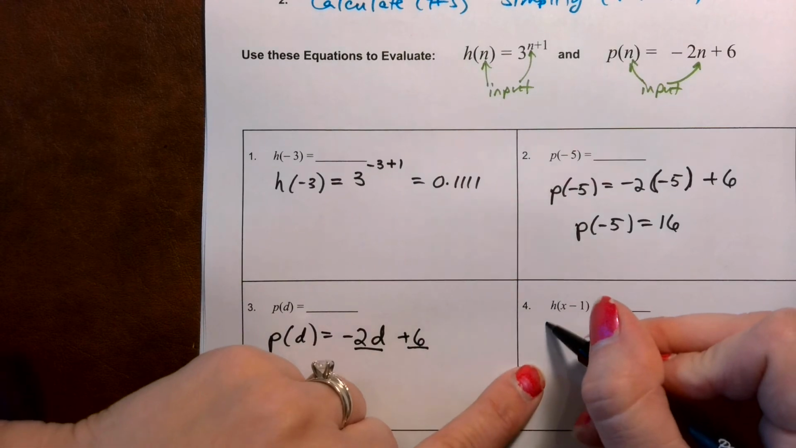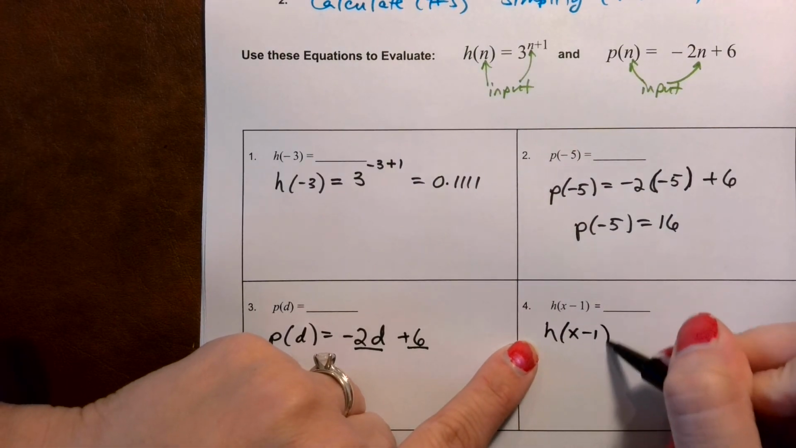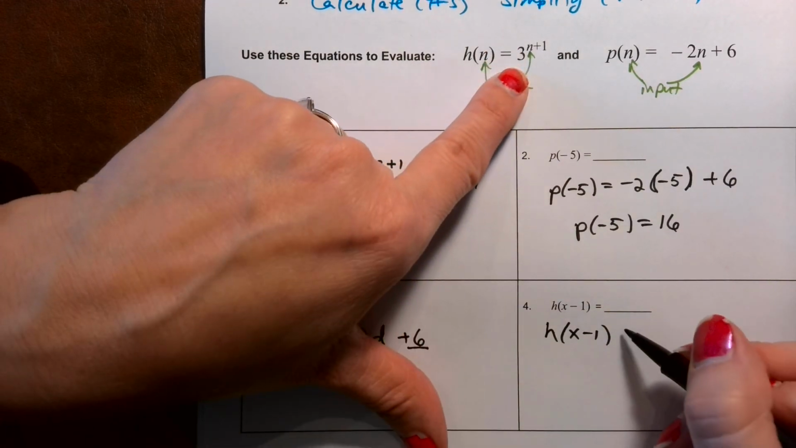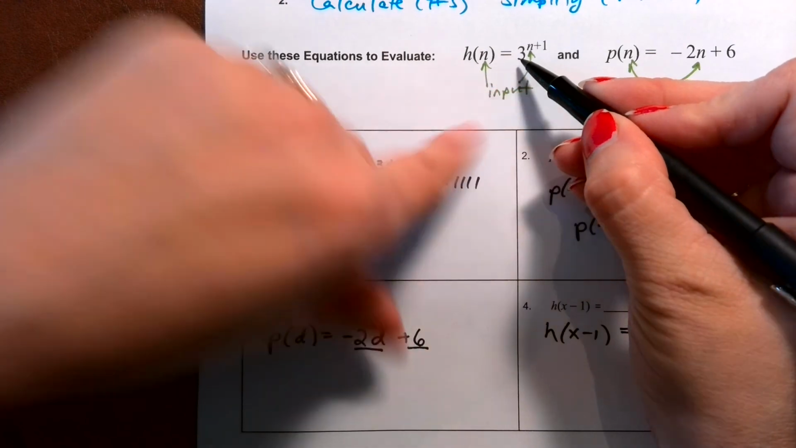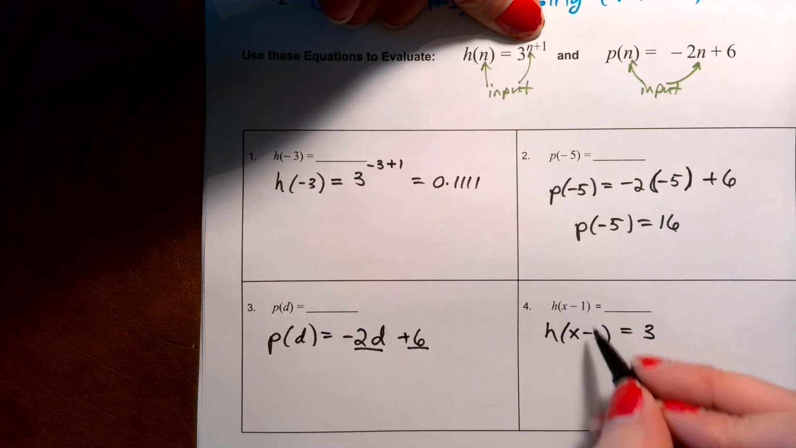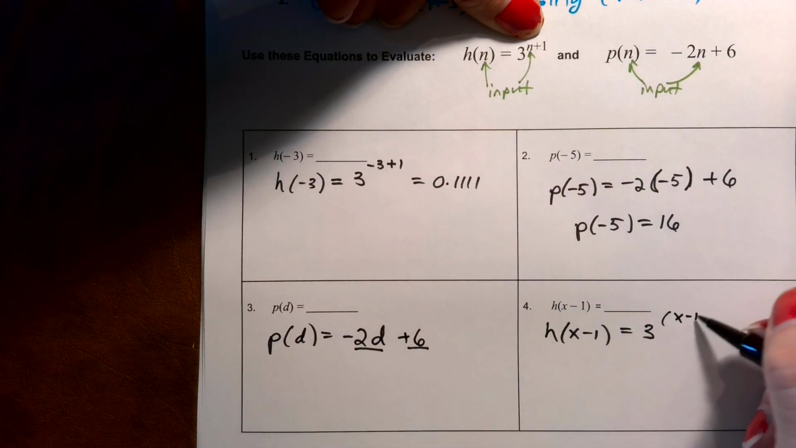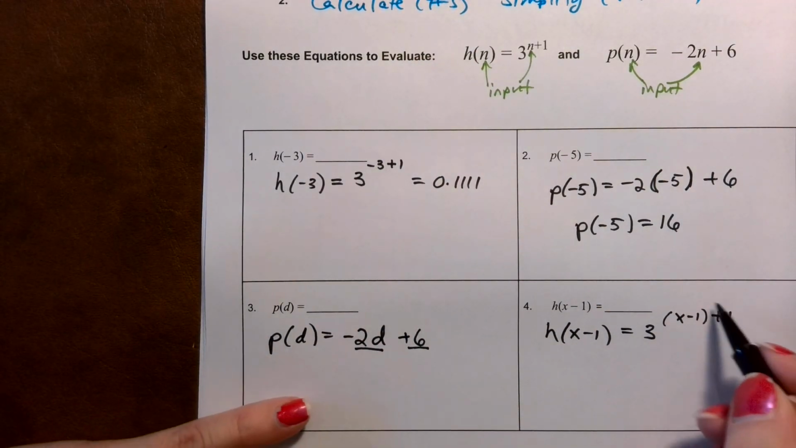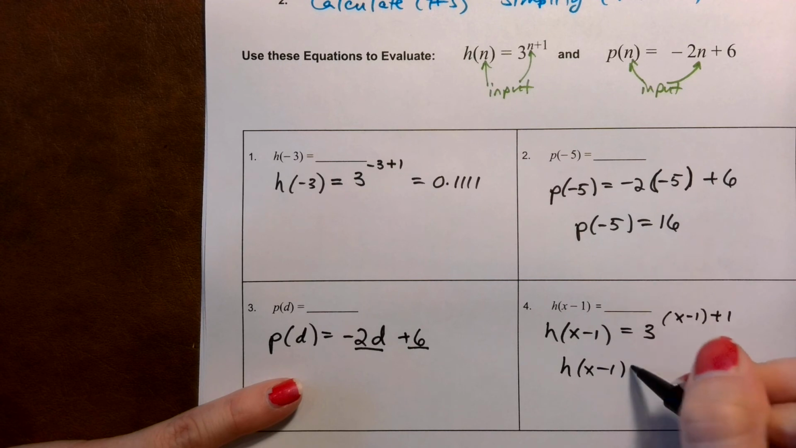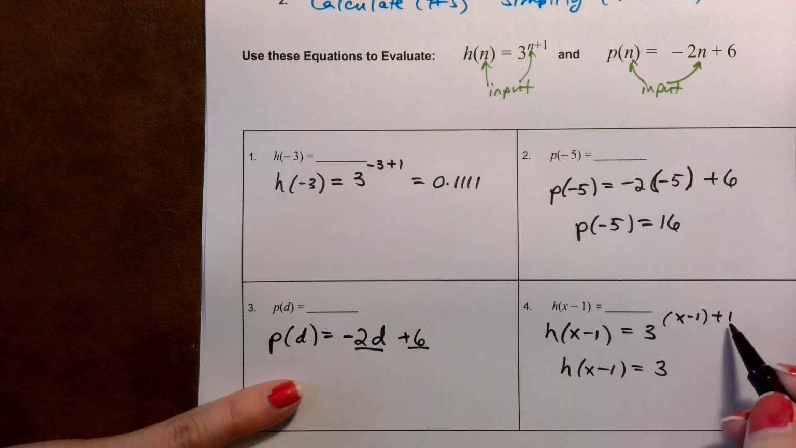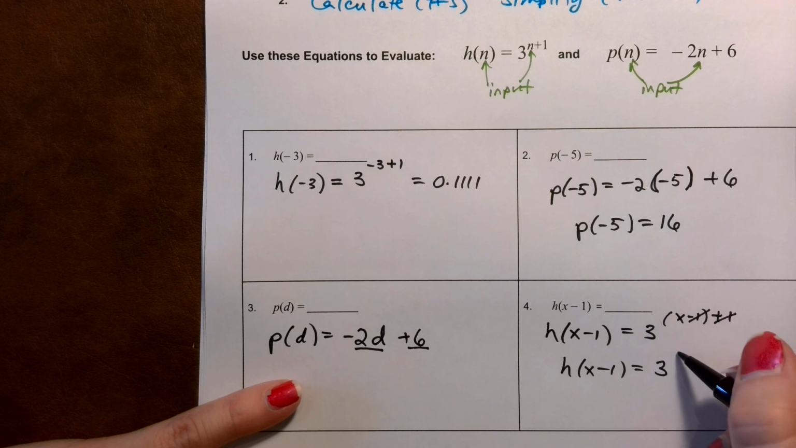Last one here. Now I'm going to use the h function, and that is going to be my input. The h function says you take a base of 3, and we raise it to the input plus 1. So my input is x minus 1 plus a 1. This is an example of where maybe I can simplify a little bit. So I have a base of 3. This says x minus 1 plus 1. Minus 1 plus 1 makes a 0. So all I have left is the x.